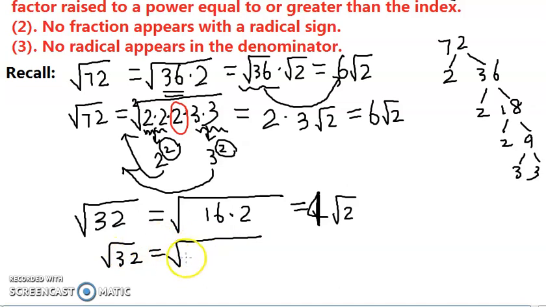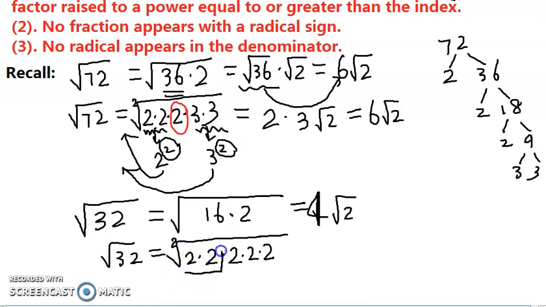So 32 is 2 times 16. 16 is 2 times 8. 8 is 2 times 2 times 2. So we see 5 2's here. And remember the rule is, if the index is 2, you cannot have more than 2 copies of anything, that is, greater than or equal to 2 copies.